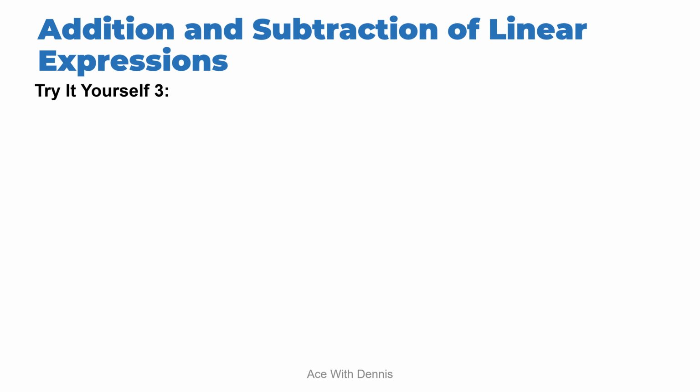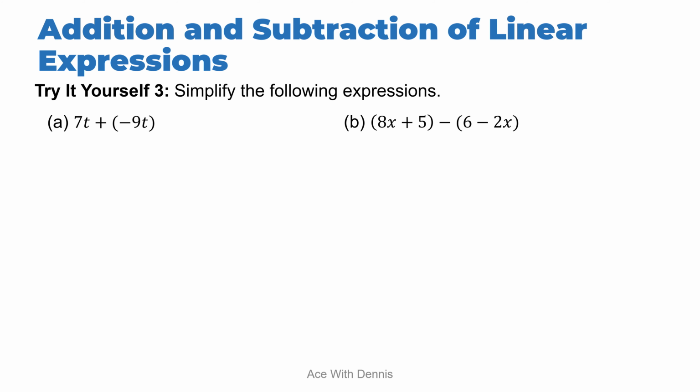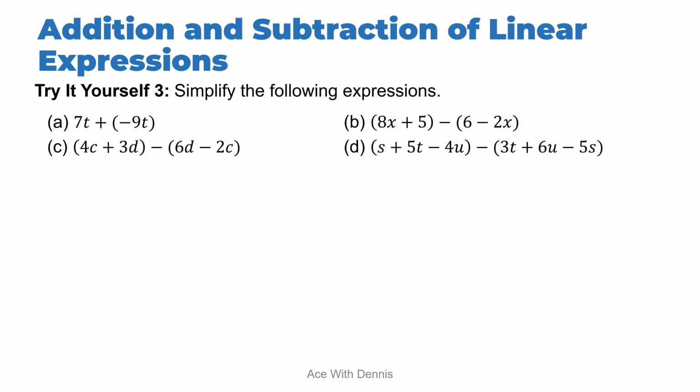Now you can practice, try it yourself 3. Simplify the following expressions. A. 7t plus bracket negative 9t. B. 8x plus 5 minus bracket 6 minus 2x. C. 4c plus 3d minus bracket 6d minus 2c. D. Bracket s plus 5t minus 4u minus bracket 3t plus 6u minus 5s. You can pause the video and try to solve it yourself.